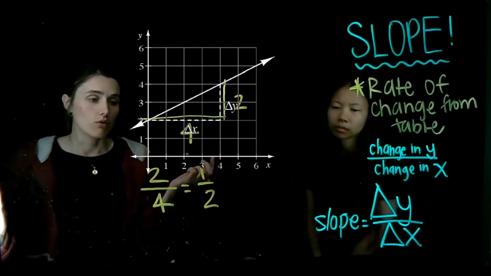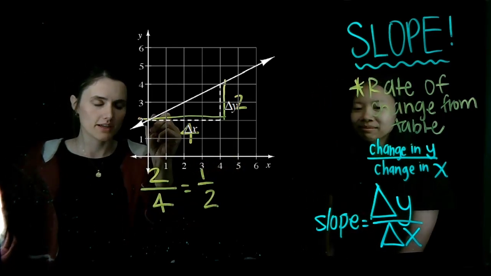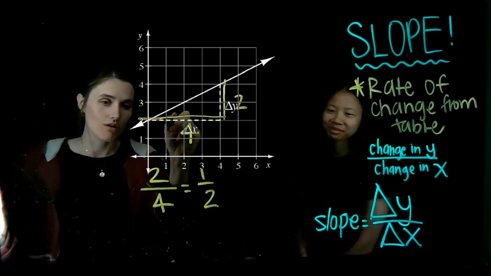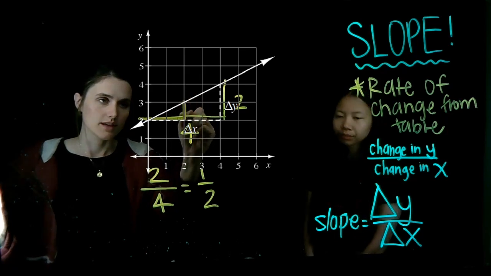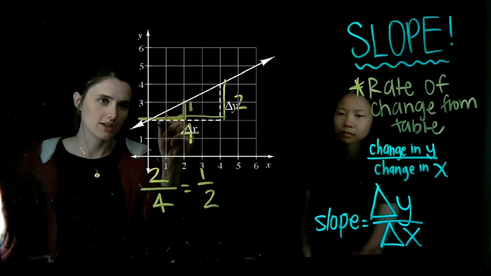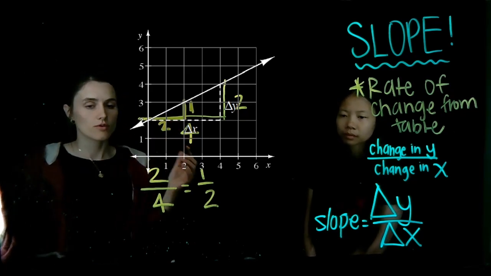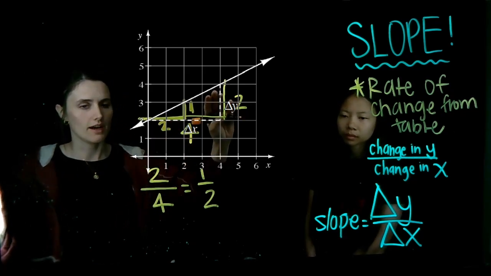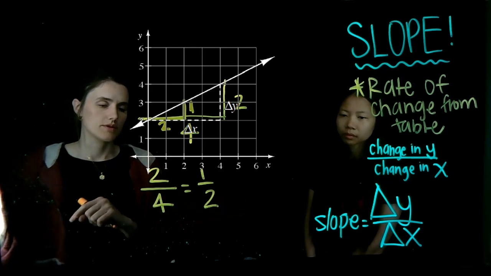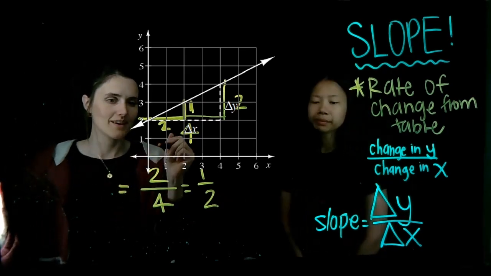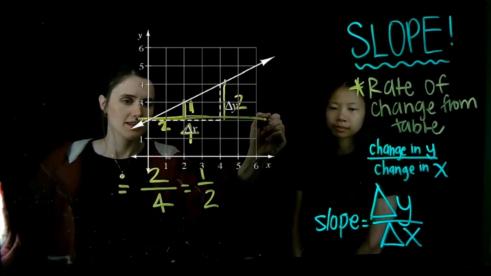I can actually draw multiple slope triangles. So I could start here, and instead of going over 4, I could go over 2 and go up 1, just like that. And now I have a new slope triangle where the change in y is 1 and the change in x is 2. So you can draw multiple slope triangles along the same line, and all of the fractions are going to be equal to each other. We could even draw a bigger one, and we could go over 6, up 3.